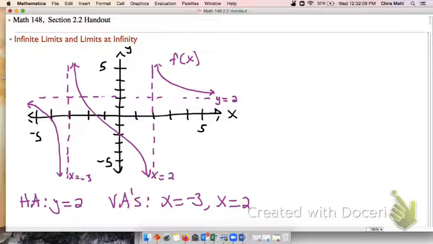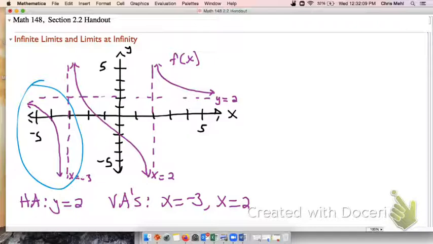And then what I want you to notice is the horizontal asymptote of y equals 2. As you move to the right or to the left, you get farther and farther away from the origin. So if x increases to infinity and you go to the right, you'll notice that the function starts to approach the horizontal line y equals 2, and the same thing happens on the left. If you focus on this portion of the graph on the left, as x becomes more and more negative, the graph is approaching the horizontal line y equals 2.